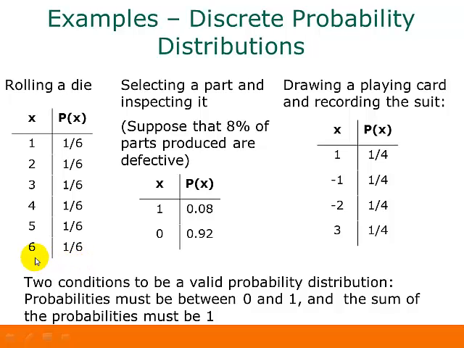The other thing to note here is that it doesn't matter what the values of x are. Those can be anything. They can be negative or positive. For example, we had some negative values over here. To be a valid probability distribution, what matters is the values of the probabilities in this column.